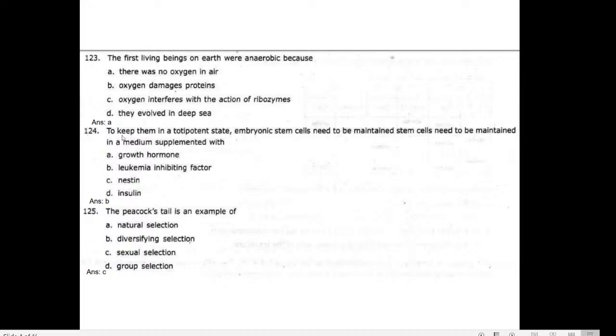The next question: to keep them in a totipotent state, embryonic stem cells need to maintain the stem cell. Here the main keyword is the totipotent state. Embryonic stem cells need to be maintained in one particular condition, where they do not enlarge or develop, because no blood vessels are formed in the cells. That inhibiting factor helps to inhibit all those functions of the protein, the functions of the cell.